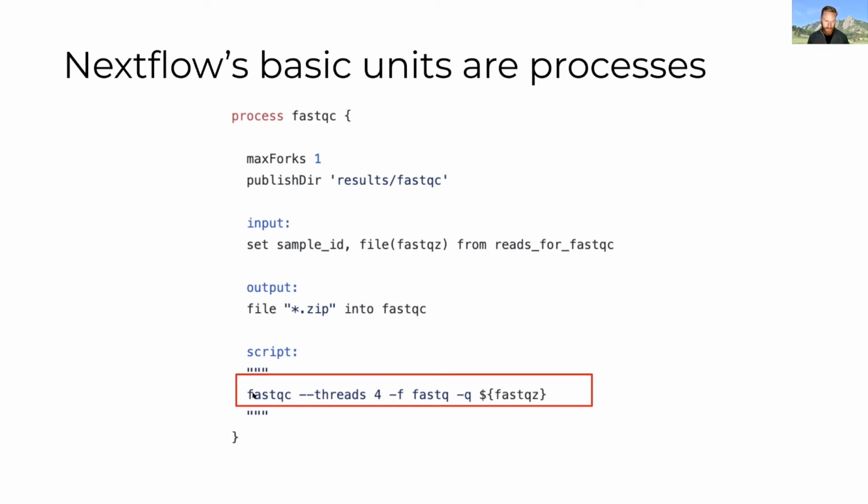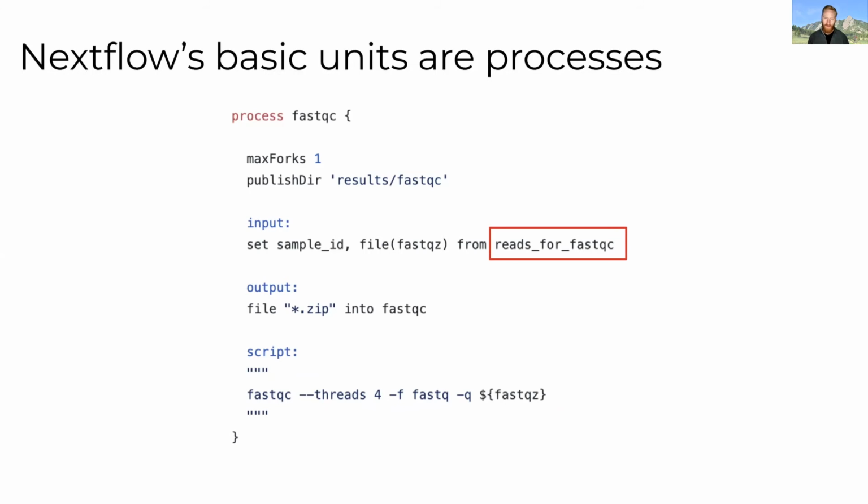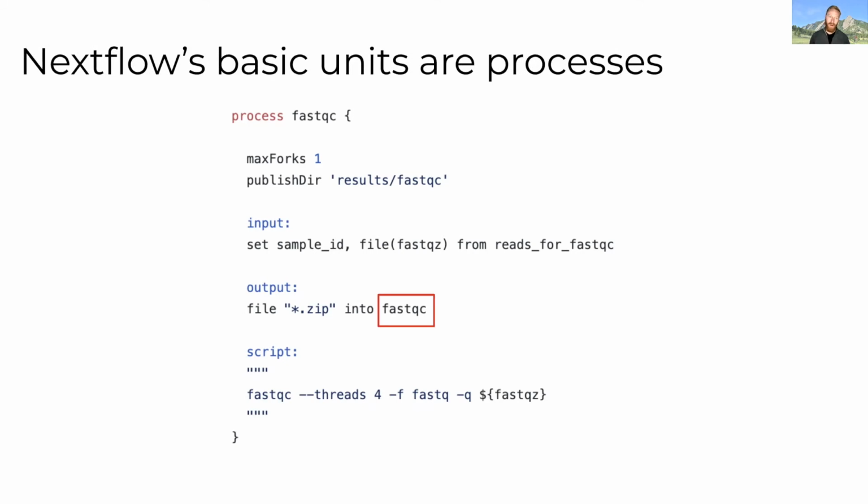of Nextflow. And then for each process, we also have to tell it what the input is. So the input in this case is called reads for FastQC, and that input will be a channel that contains FastQ files. And then you can see that for the output, we're taking anything that corresponds to star.zip, so anything that ends in a zip file, and we're going to make that into a new channel called FastQC.